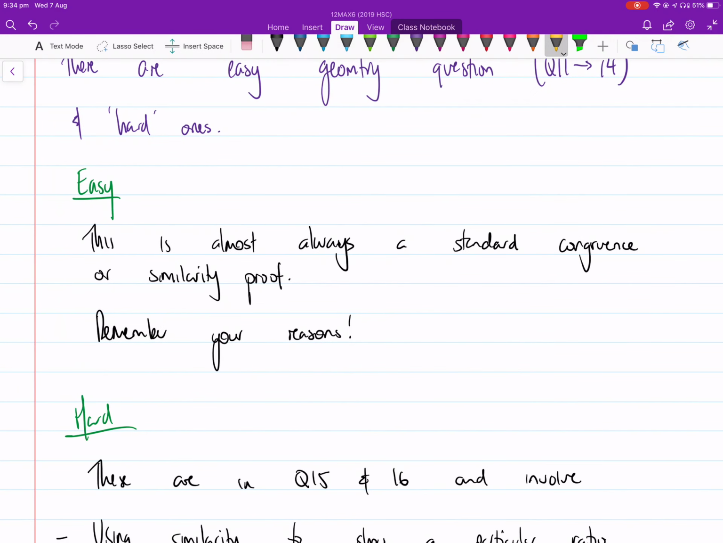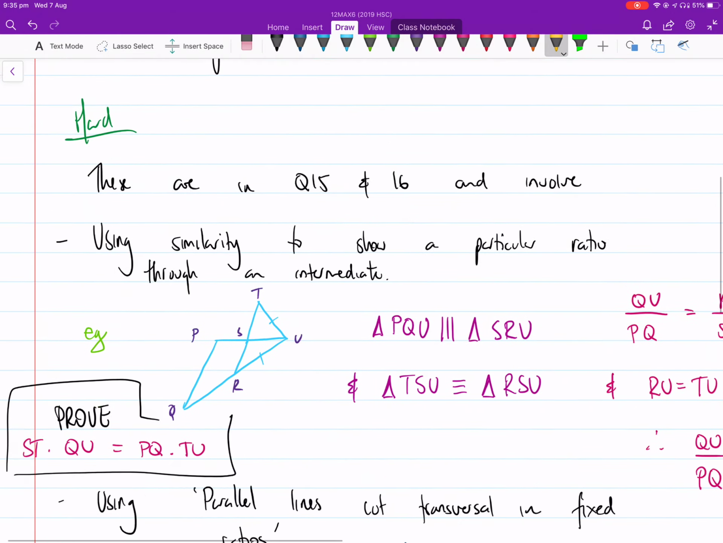This is pretty much just a standard congruence or similarity proof. Make sure you've got nice structure to it. Make sure you give nice reasons. Make sure you explain them nicely. It doesn't have to be word for word perfect, but they have to be full sentences. So please make sure that you're giving those.